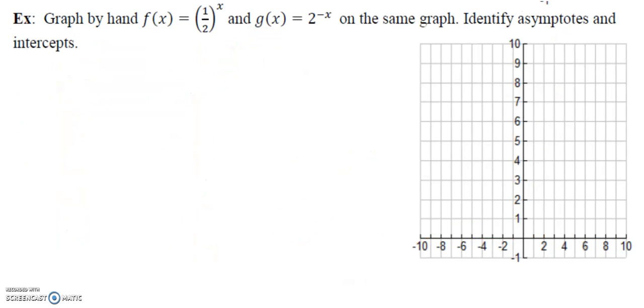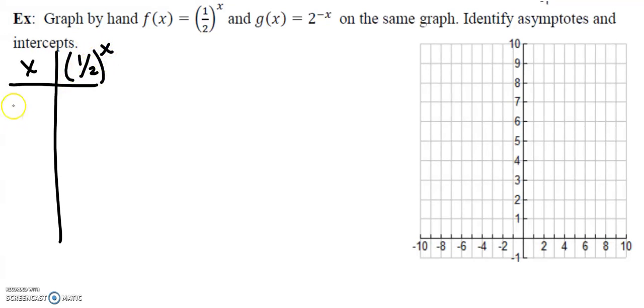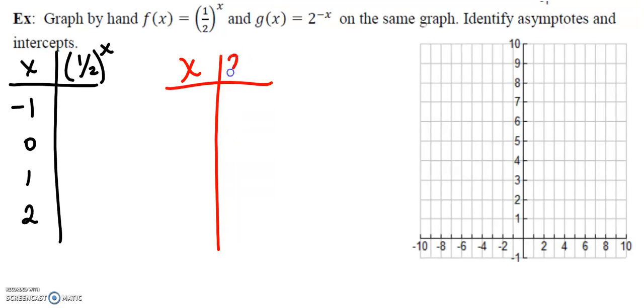All right, so graph by hand these two functions. I'm going to set you up with an XY chart, have you find the numbers and plot your picture, and then we'll compare. So let me get your XY chart set up. We'll go x, 1/2 to the x. I'm going to go just with -1, 0, 1, and 2. And then we're going to also have in red x, 2 to the negative x, with -1, 0, 1, and 2. So see if you can fill out those two charts and graph your exponential functions. Pause your video.